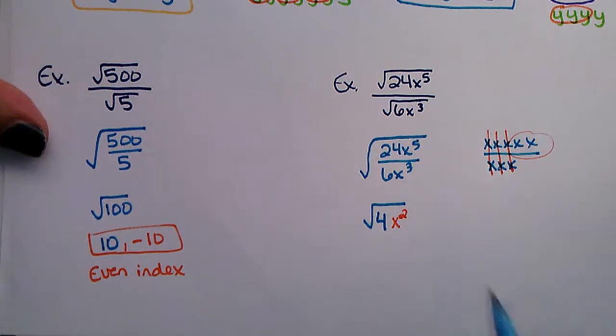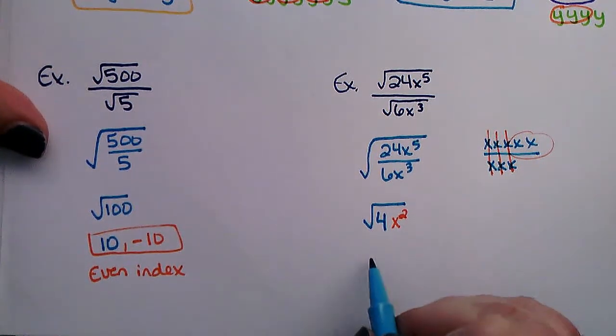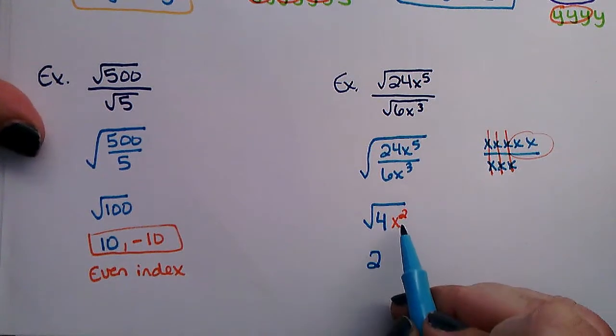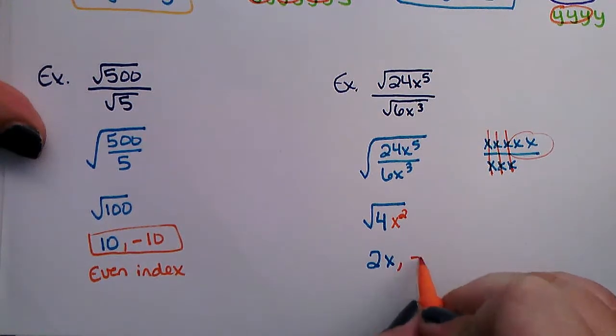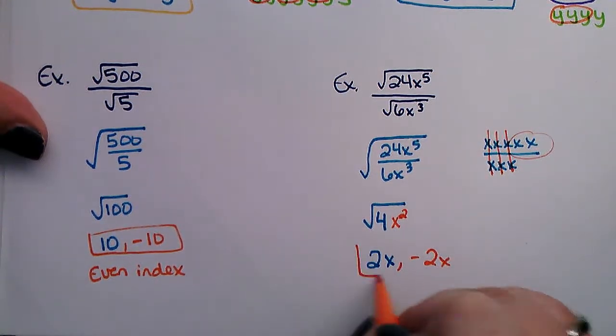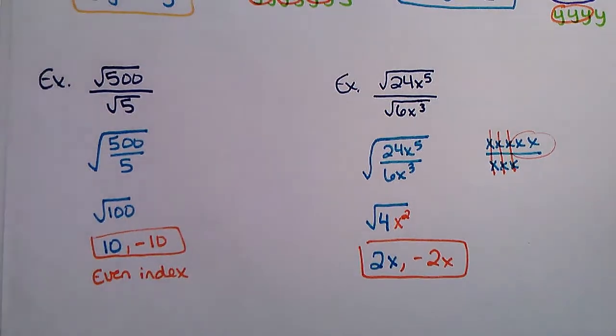Okay, so now, well, can I take the square root of 4? Yep, it's 2. And if I have 2 x's and I need to group them into 2, that would just be 2x. But since this is an even index, I also have to have negative 2x. So both of those are my answers.